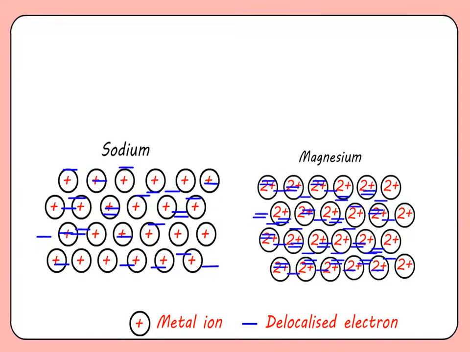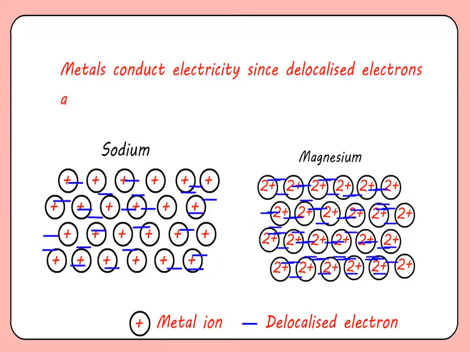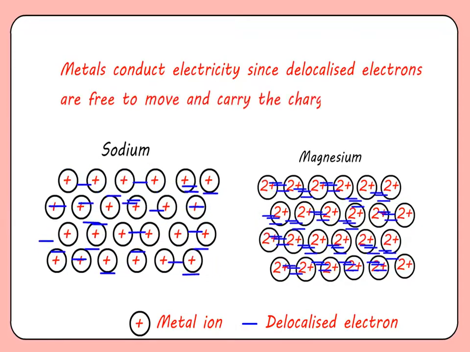The delocalized electrons in metals account for why metals conduct electricity, since these delocalized electrons are free to move and carry the charge.